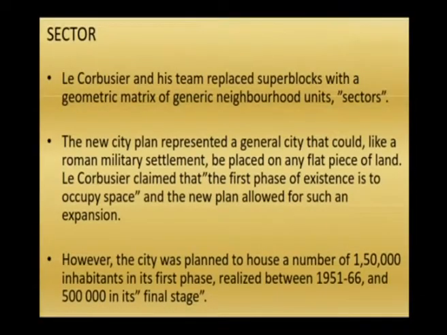The concept of the sector. Le Corbusier and his team replaced the superblocks, which was Mayer's concept, with a geometric matrix of generic neighborhood units called sectors. The new city plan represented a general city that could, like a Roman military settlement, be placed on any flat piece of land. Corbusier claimed that the first phase of existence is to occupy space, and the new plan allowed for such an expansion. However, the city was planned to house 1,50,000 people in the first phase, and realized between 1951 and 66 that 5 lakh people in its final stage. So initially it was supposed to be only 3,50,000 in the final stage, but over a period of time, that population had increased to 5 lakhs.